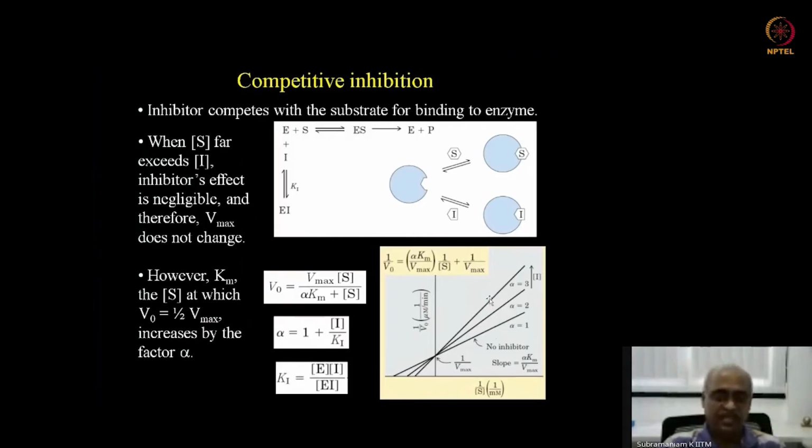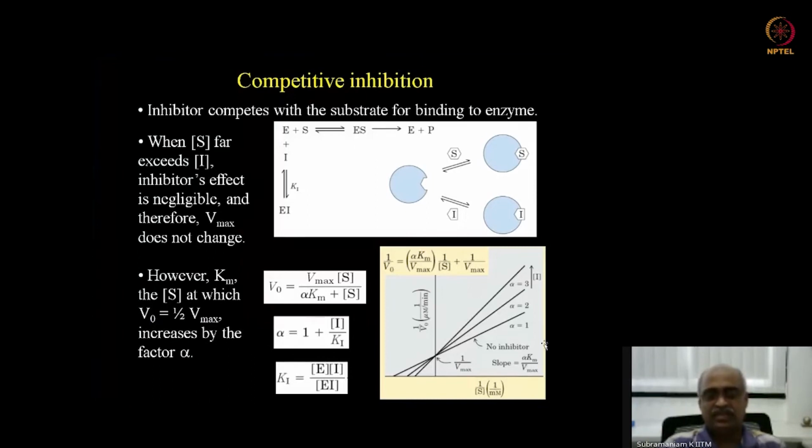So this slope change due to Km increase, but the ordinate intercept not changing, indicating Vmax not changing, is a hallmark of competitive inhibition. So simply by plotting the Lineweaver-Burk plot at different concentrations of the inhibitor, we can get an idea of whether it is a competitive inhibitor or not.